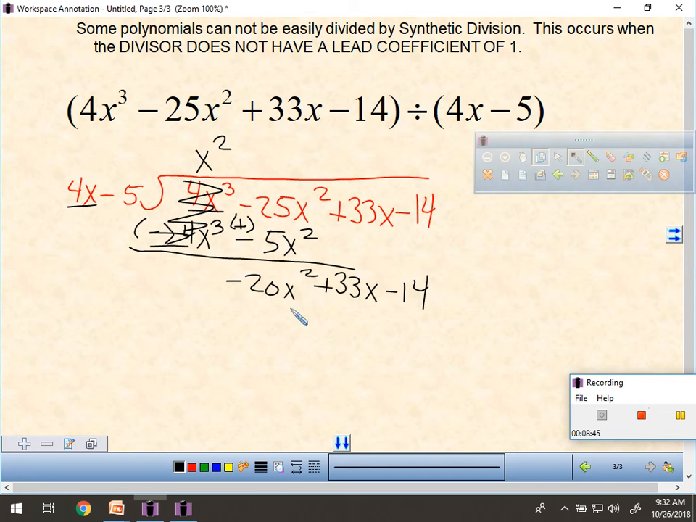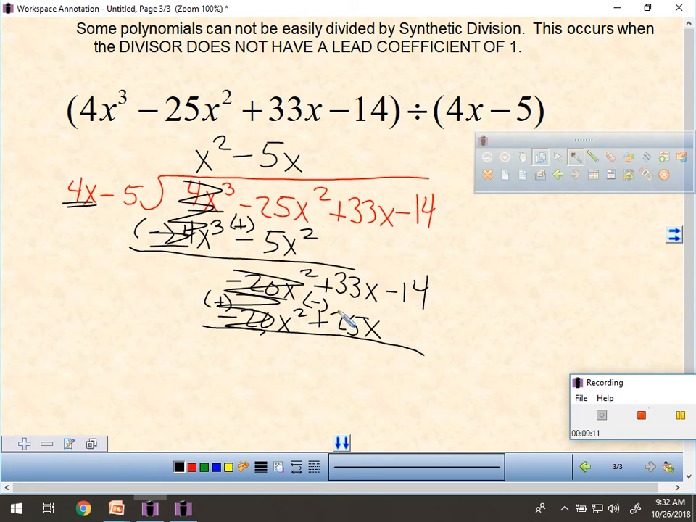All right, Ivani, what do you think? Negative 20x squared divided by positive 4x. What would that be? Yep, negative 5x. So negative 5x times 4x would be negative 20x squared. Negative 5x times negative 5 would be positive 25x. And just to ring in with what Andrew said a second ago, this is my crucial step. Change my signs. And then that crosses out. And then I get 33 minus 25. That's going to give me 8x, minus 14.